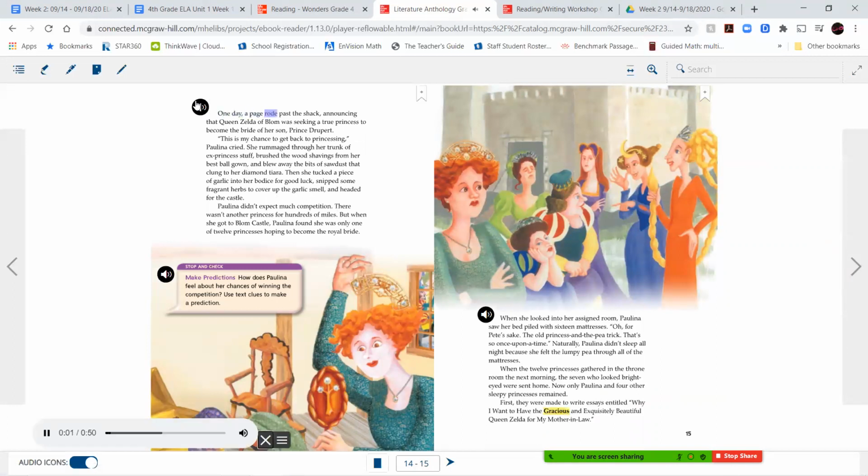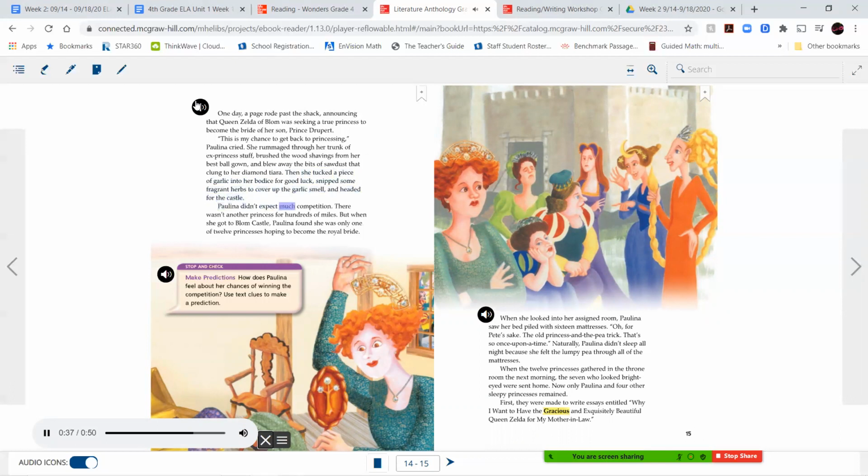One day, a page rode past the shack, announcing that Queen Zelda of Blom was seeking a true princess to become the bride of her son, Prince Drupert. "This is my chance to get back to princessing," Paulina cried. She rummaged through her trunk of ex-princess stuff, brushed the wood shavings from her best ball gown, and blew away the bits of sawdust that clung to her diamond tiara. Then she tucked a piece of garlic into her bodice for good luck, snipped some fragrant herbs to cover up the garlic smell, and headed for the castle.